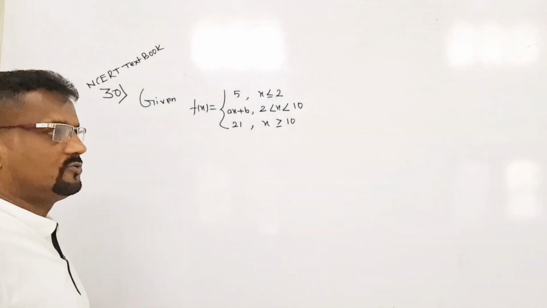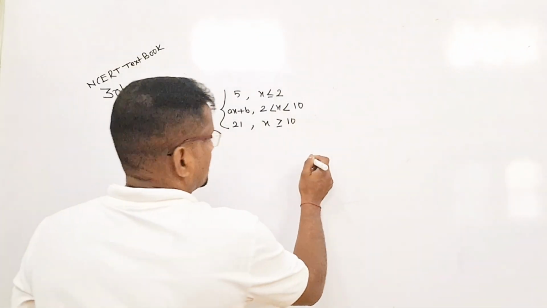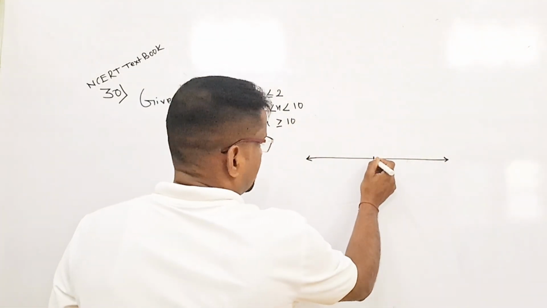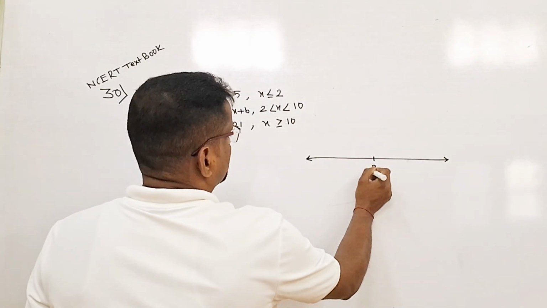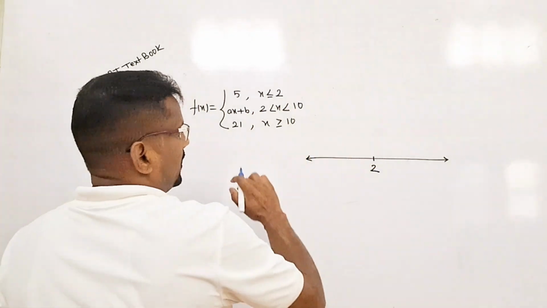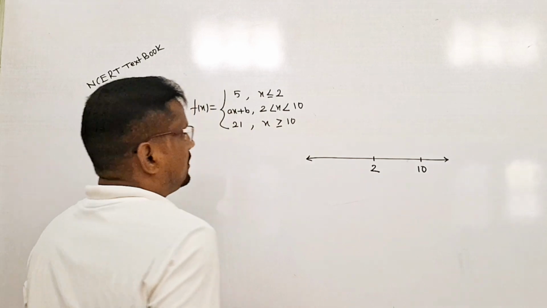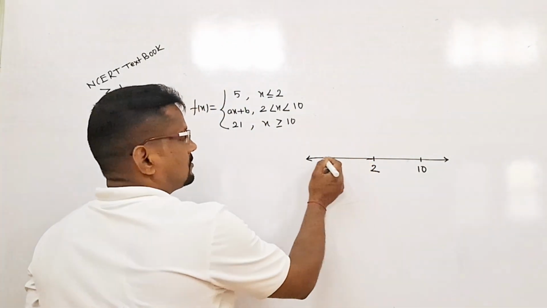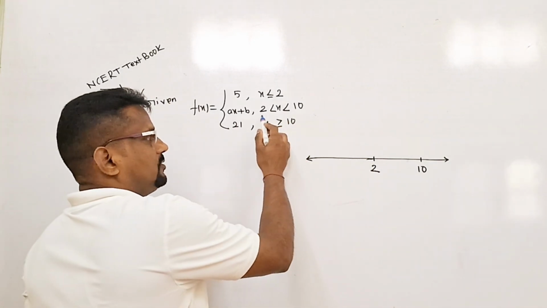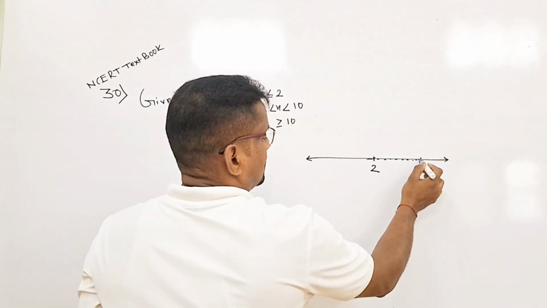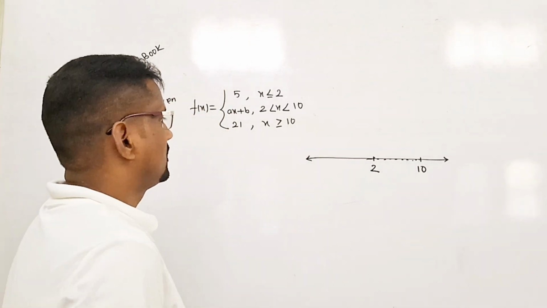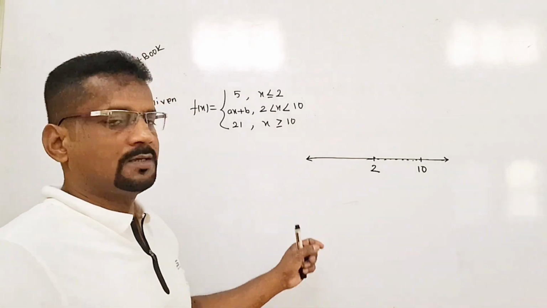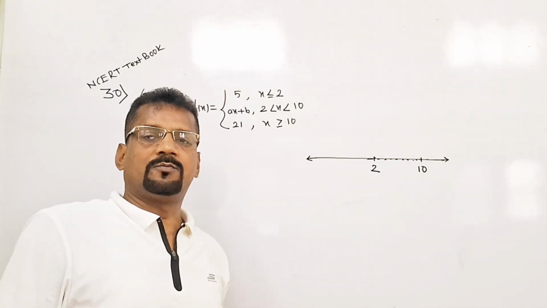So at first, you check the domain of the function. What's the domain? Say this is the set of real numbers, or a number line you can consider. Here, let me take 2, and then 10. Then x less than or equal to 2 means all the real numbers to the left side of 2. x between 2 and 10 means all the points between 2 and 10. x greater than or equal to 10 means all the points to the right side of 10. It means the set of real numbers is your domain.